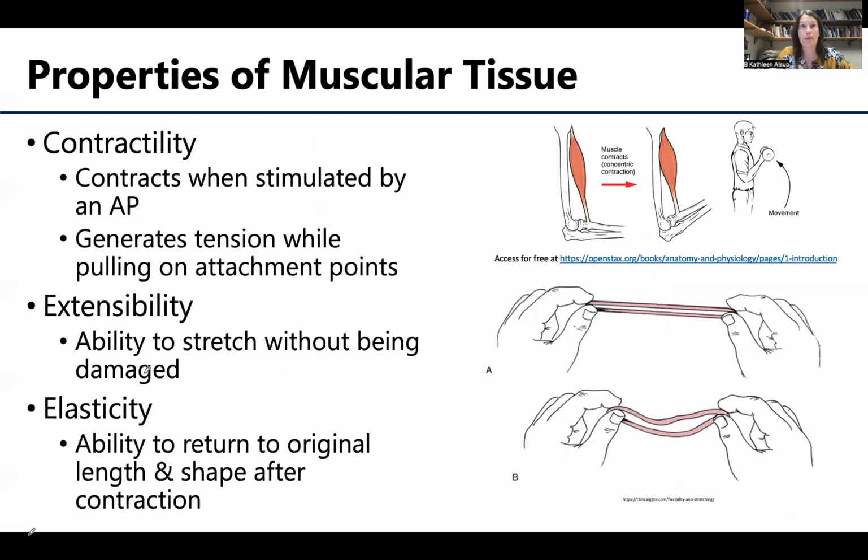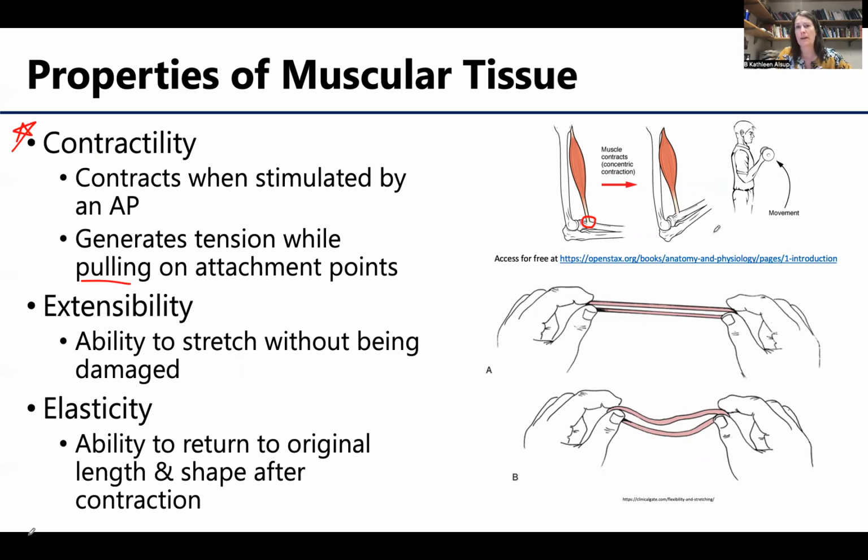The other three properties of muscular tissue kind of go together, so we're going to talk about them together. The first is generally the most intuitive, and this is contractility, or the ability to contract. Muscle cells will contract when they're stimulated by those action potentials. And what happens here is the generation of tension, sometimes pulling on attachment points on the bone. You literally have the muscle tendon, that connective tissue, interweaving with portions of the skeletal tissue. And so when this contracts, this will allow for movement to occur.